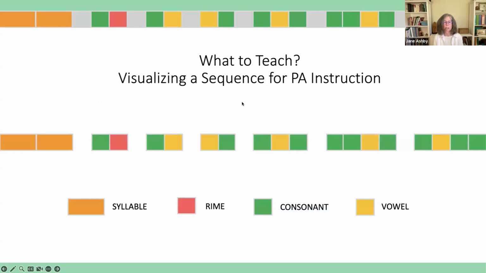So people differ on this, but it's fair to say that one of the most dominant ways to teach PA in the field is to start with identification of the first sound, then go to identification of the last sound, start with splitting blends at the front end of words, then go to splitting blends at the end of words.